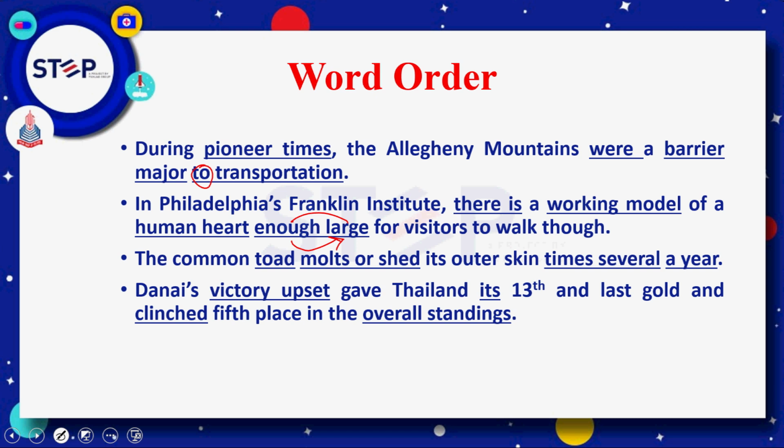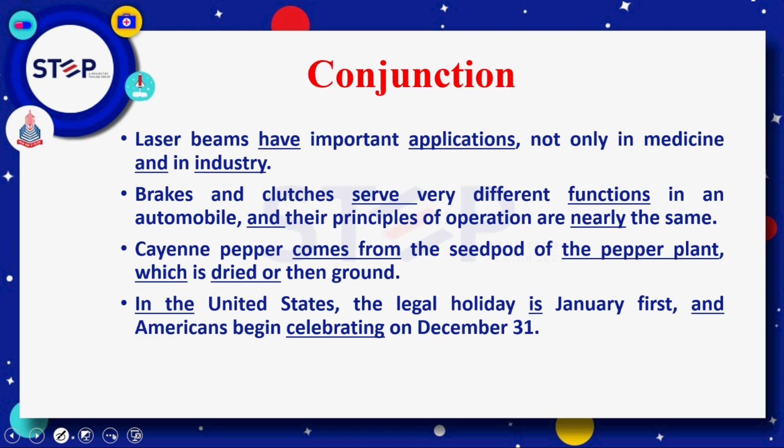The common toad molts or shed its outer skin times several. Molts or sheds, because over here an S is used, so over here there should also be an S. But basically we are not focusing on it. Several times. Several should be here and times should be here. Dania's victory upset gave Thailand its 13th and last gold and clinched fifth place in the overall standings. This overall should be here and standings should be here. So I hope you got it.